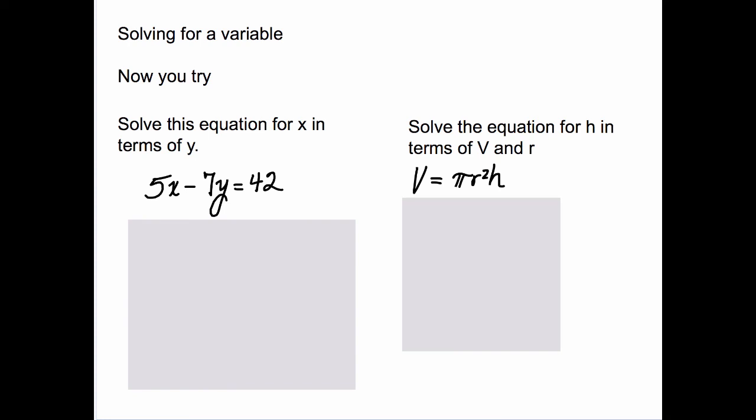I'd like you to try each one of these problems. First one is 5x minus 7y equals 42, and I'd like you to solve this equation for x in terms of y. And then on the right, the problem v equals pi r squared h, I would like you to solve that equation for h in terms of v and r. Stop the video, copy these problems into your journal along with the solutions, and when you're done with the solutions you can check them by looking at the video.